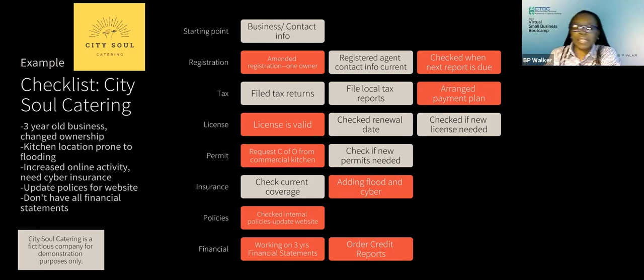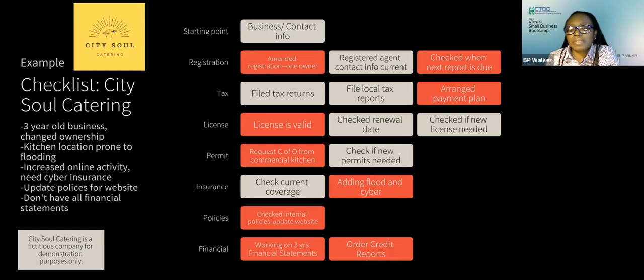because now with the pandemic, they've had to move to a lot of virtual interaction with clients. So they have to update their website policies, and they're working on their financial statements for up to 3 years because if you want to get a loan, most banks ask for 3 to 5 years of financial statements. And because they learned that their credit reports were available free, they wanted to go ahead and pull those reports so they could get their finances in order, right? So this is what your checklist would look like, or something similar.